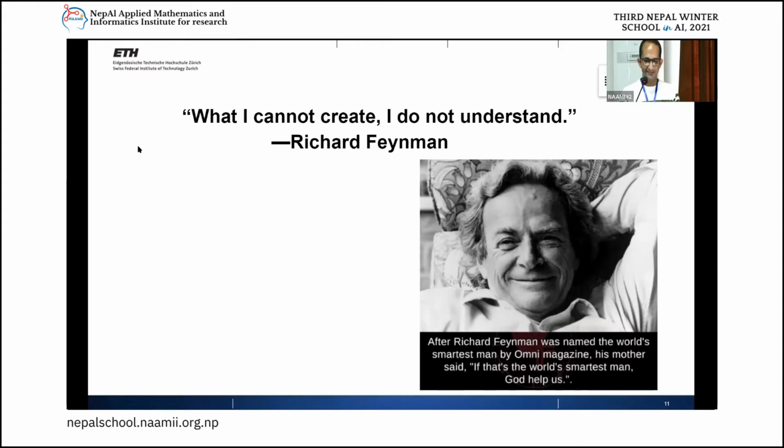By the way, you can read the quote that Richard Feynman's mother said after he was named the world's smartest man by Omni magazine. His mother said, if that's the world's smartest man, God help us.